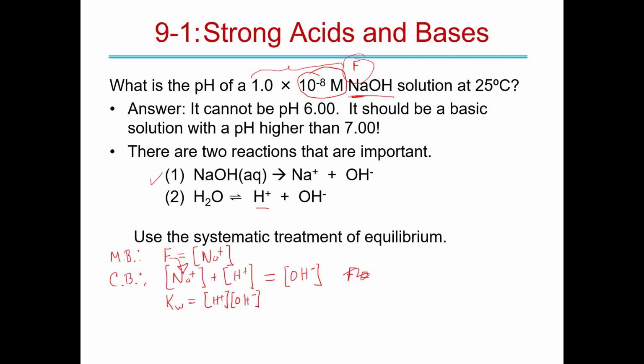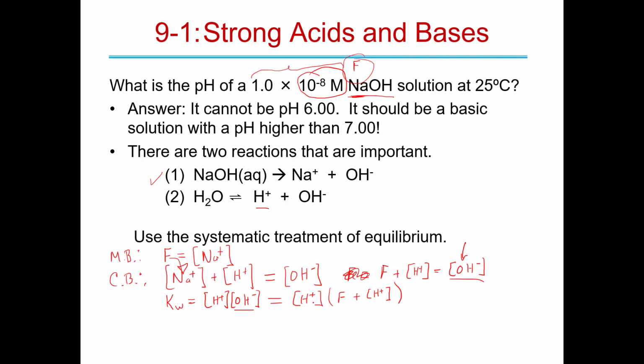So F plus the concentration of H plus is equal to the concentration of OH minus. So now in this equation, I've just got 2 unknowns. And so then as a last step, I can substitute for OH minus into the Kw equation. So Kw is going to be equal to the H plus concentration times the OH minus concentration. But what is the OH minus concentration? It's F plus H plus.